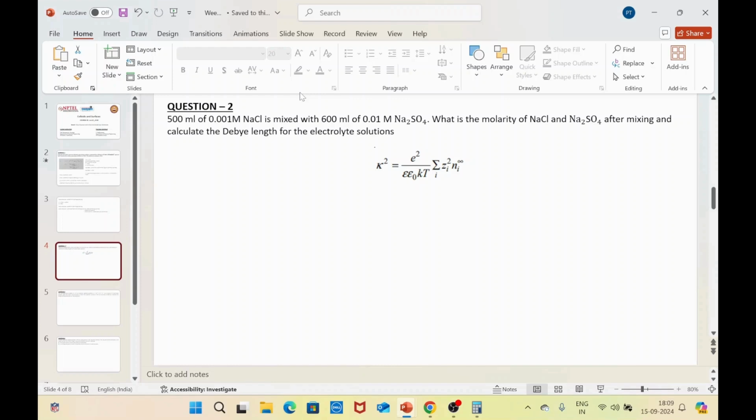So let me read out the question. The question states that 500 ml of 0.001 molar NaCl is mixed with 600 ml of 0.01 molar Na2SO4. Now they're asking us to calculate the molarity of NaCl and Na2SO4, that is sodium chloride and sodium sulfate, after mixing. And they are also asking us to calculate the debye length for the mixed electrolyte solution.